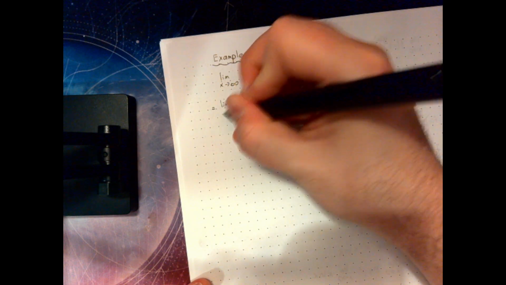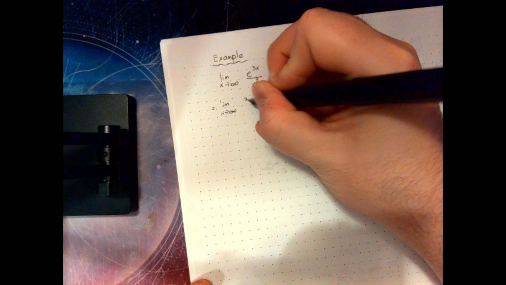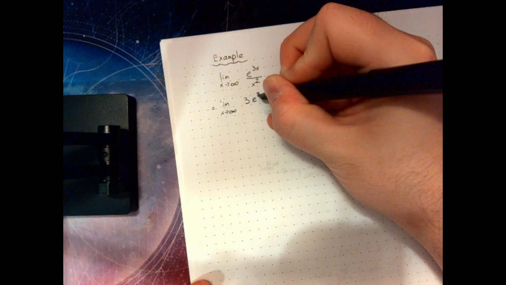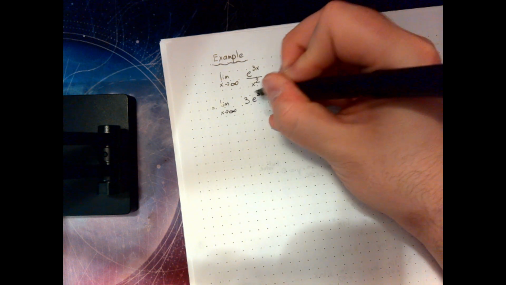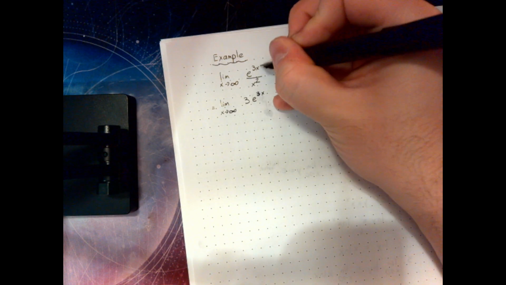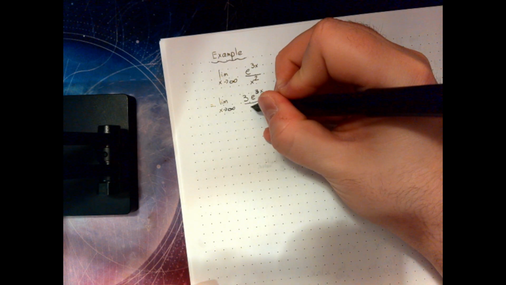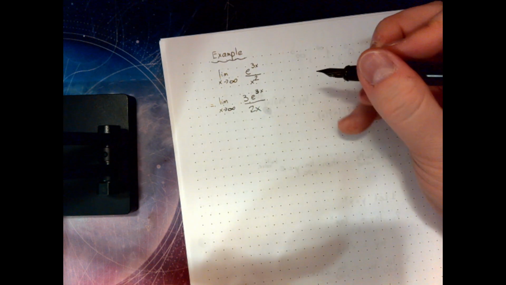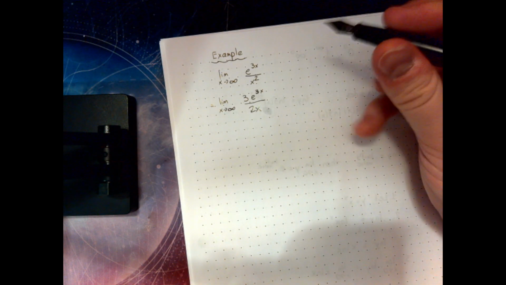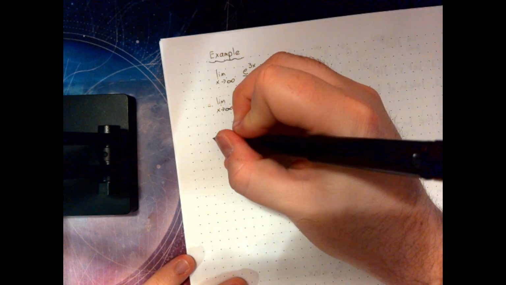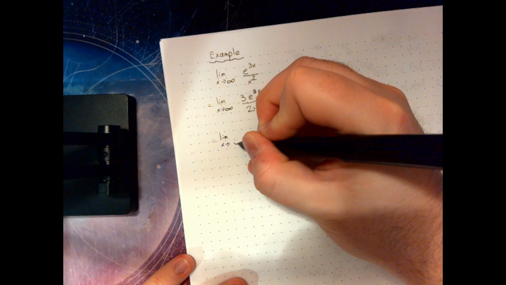So I have the limit as x approaches infinity of 3e to the 3x, right? Because the derivative of e to the 3x is just going to give me this, and then the derivative of my exponent over 2x, which unfortunately still doesn't work out, right? If I just plug it in now, I'm still going to have an indeterminate form, but I can apply this again and use L'Hopital's rule one more time.